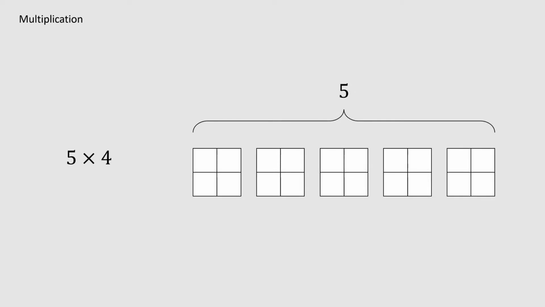Multiplication represents groups of numbers. For example, 5 times 4 is defined as the total or product when you have 5 groups of 4. This can be thought of as adding 4 to itself 5 times. Like addition, multiplication is both commutative and associative.